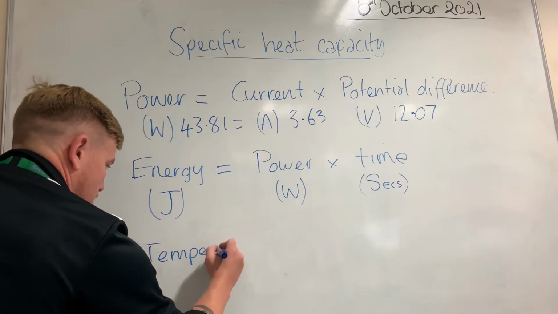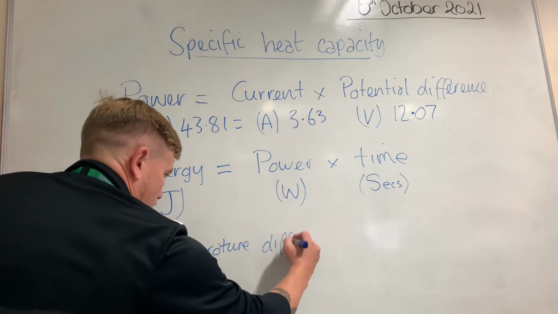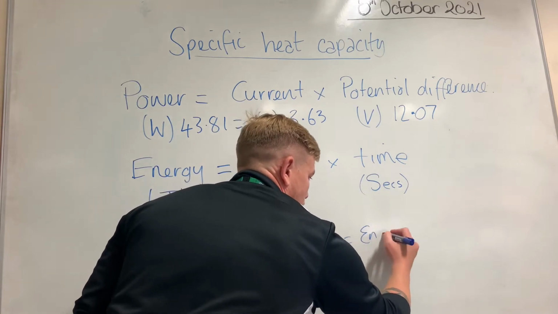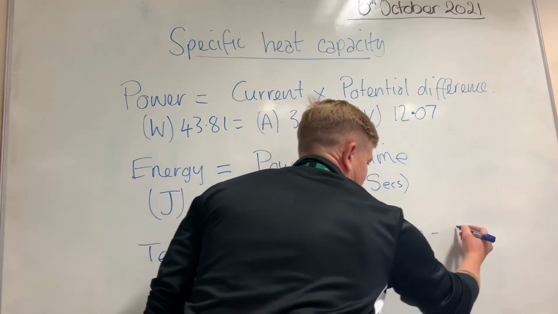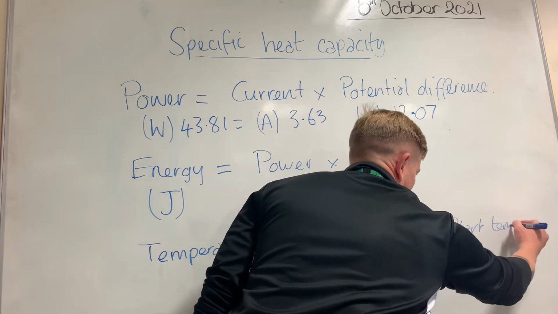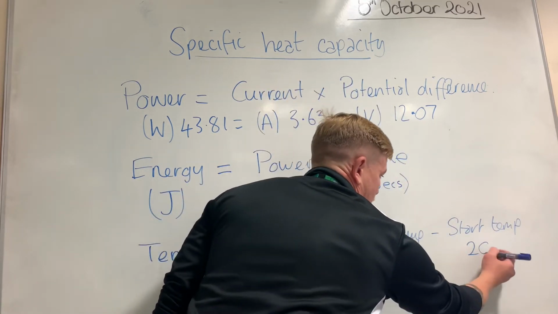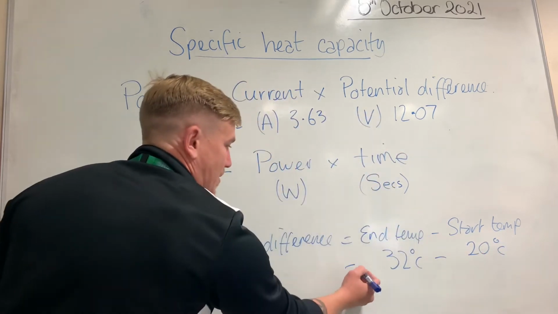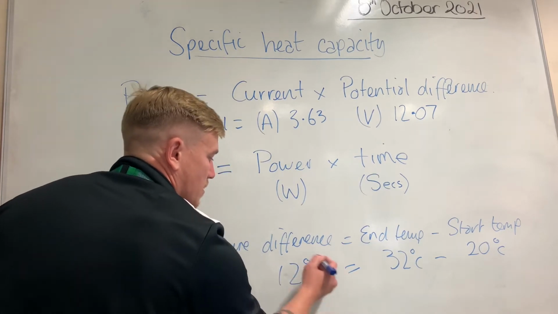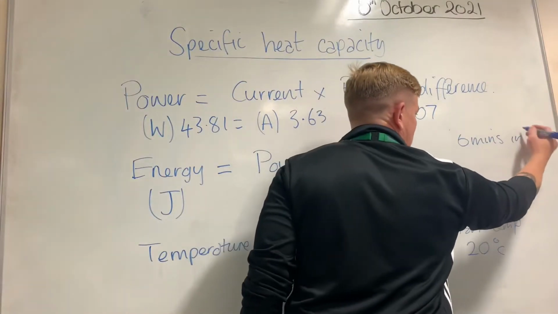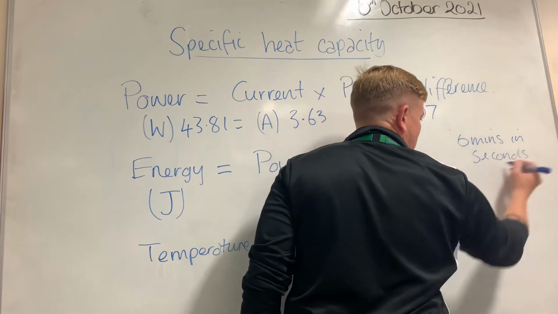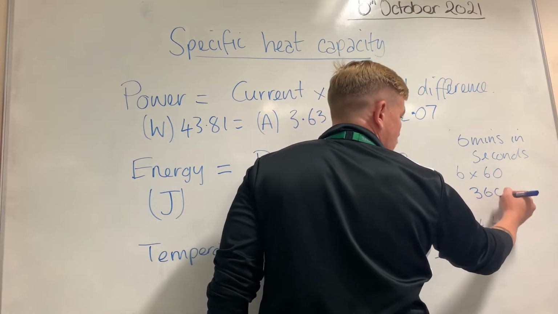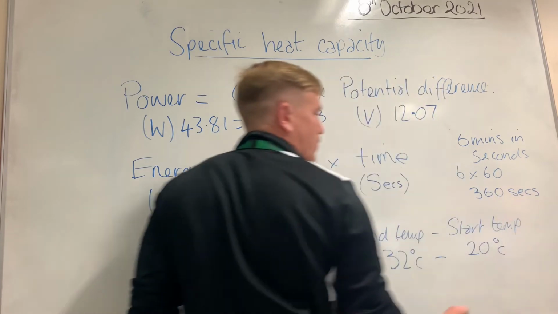So we can find the temperature difference now by taking the end temperature and taking away the start temperature, therefore giving us a temperature difference of 12 degrees Celsius. Something we mustn't forget as well is that we cannot use the minutes. We have to use it in seconds. So we're going to get the 6 minutes and times them by the 60 seconds to give us 360 seconds.